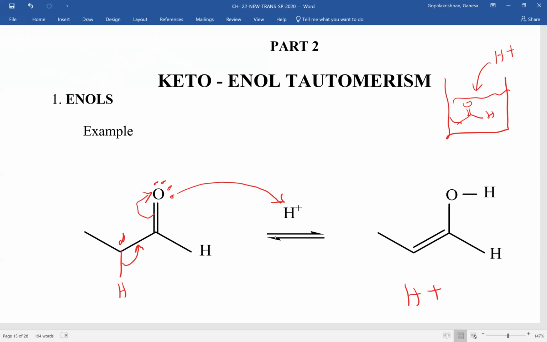This product we saw many times. It is an alkene and an alcohol on the same functional group. So this is called the enol. It forms an enol.